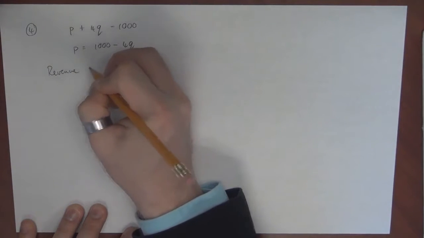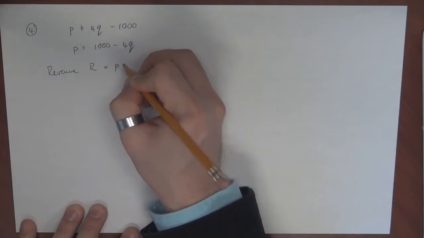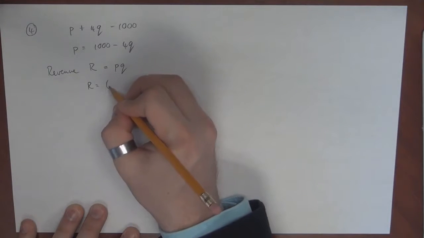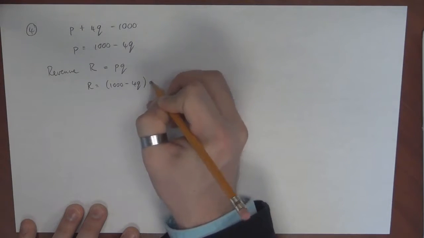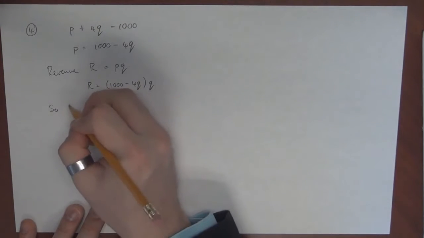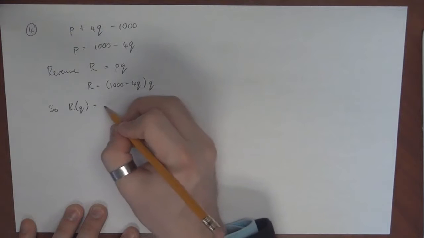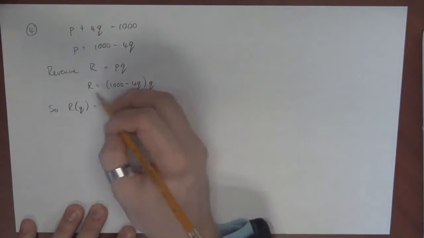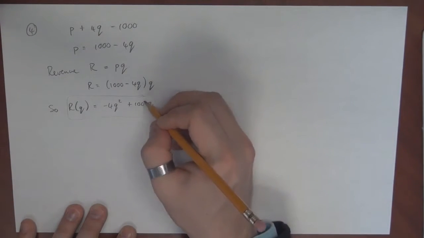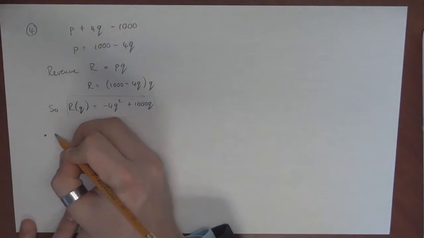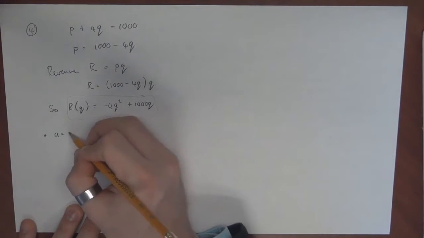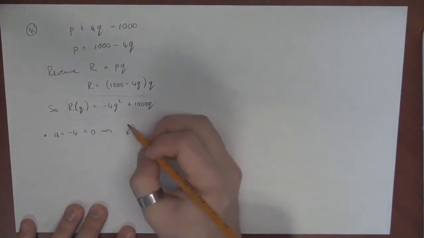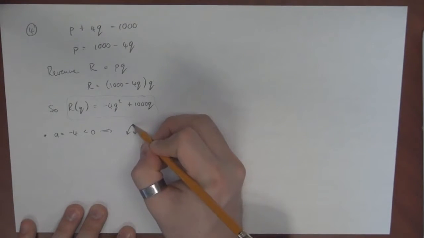Now my revenue, let's call it R, is P times Q. So P is the same as this, so I can replace that, and I have this calculation. So R as a function of Q is negative 4Q squared plus 1,000Q. So now I have my quadratic function for the revenue. I need to analyze this function a little bit by looking at A, which is negative 4, negative, implying that I do have a parabola pointing down, so I will have a maximum value.